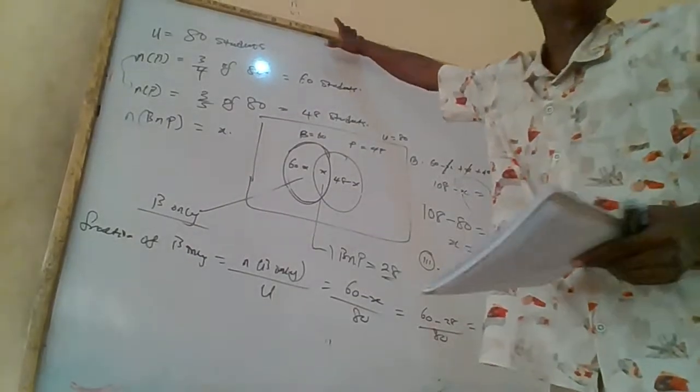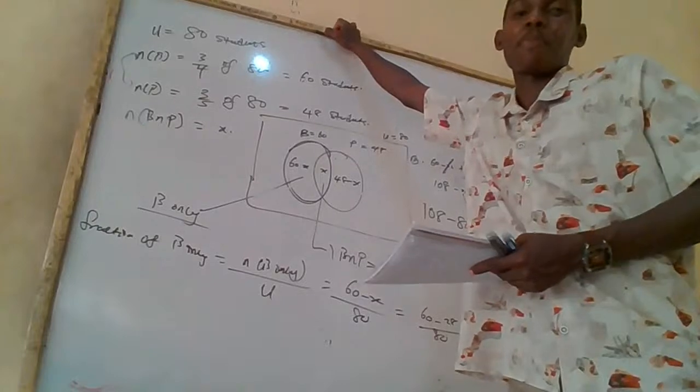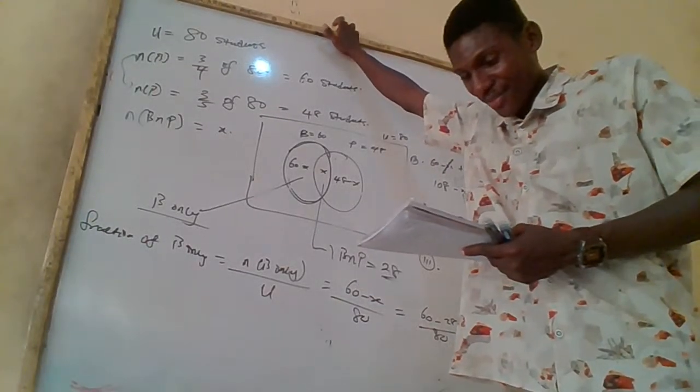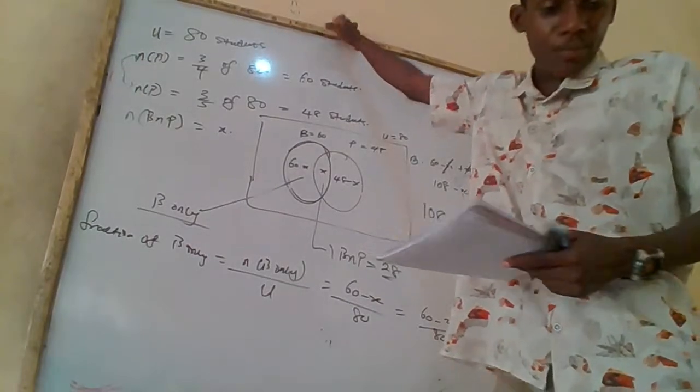So, the first one. Which of the Venn diagrams represents this?